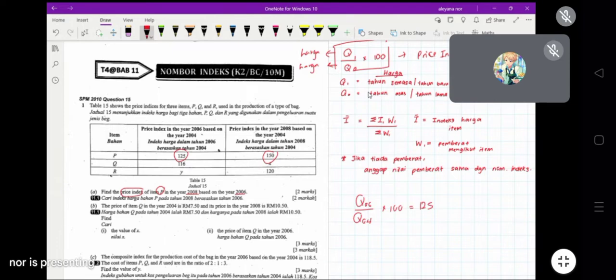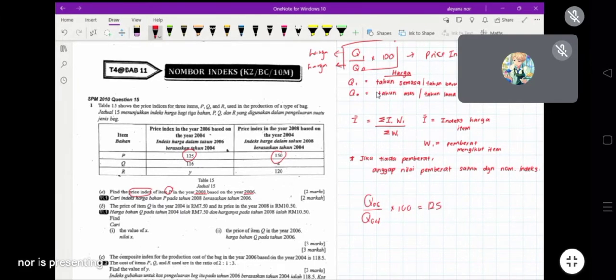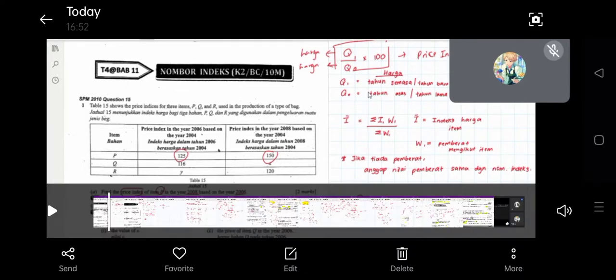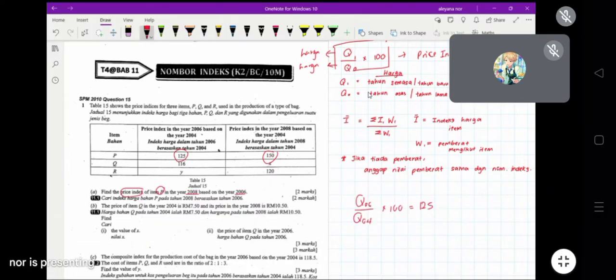2006. What you should do is list down first. As you can see from the screen, Yaya wrote Q06 per Q04, which is year 2006 per year 2004, multiplied by 100 equals 125. Then you ubahkan, then you get 125 per 100.